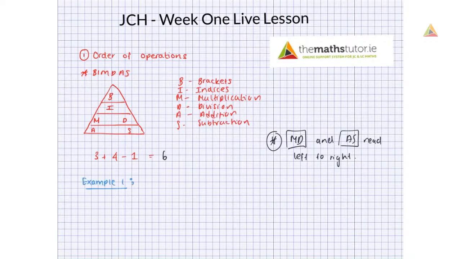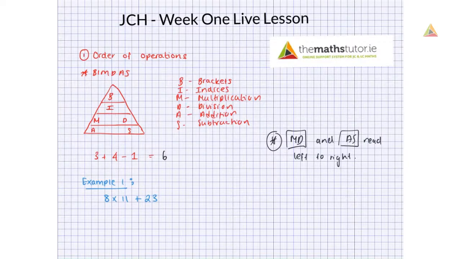Okay, I'm going to get you to take down example 1 and I'm going to go through how to actually do it. So example 1 will be very straightforward. It's going to be 8 multiplied by 11 plus 23. So 8 multiplied by 11 plus 23. So when we're looking at this, do we have any brackets? We have no brackets, so that's what will be done first. So we don't have any brackets.